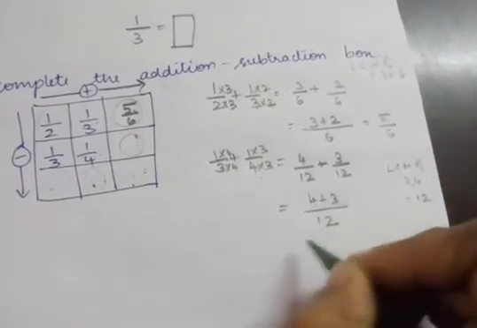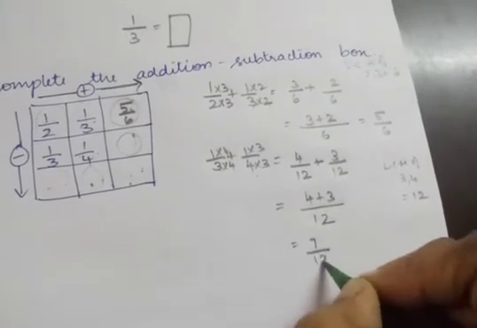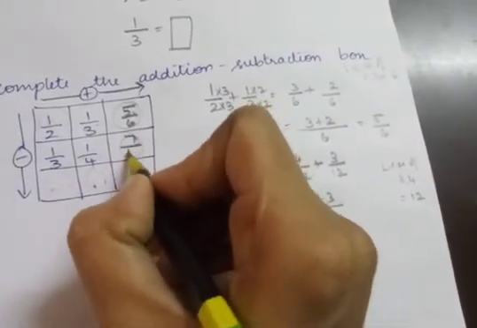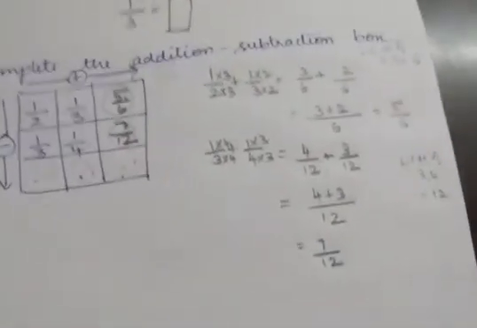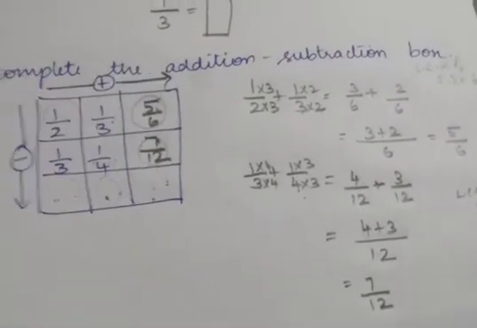4 plus 3, 7 by 12. So, what is the answer here? 7 by 12. Now, addition over. Next, what we should do, children? We should do the subtraction.